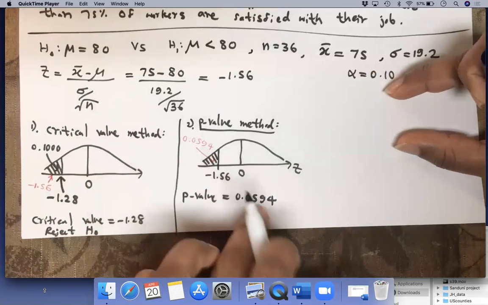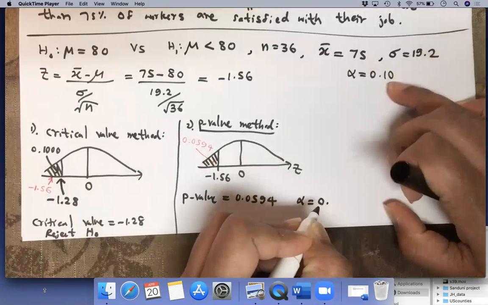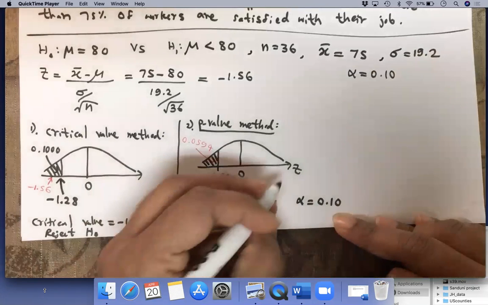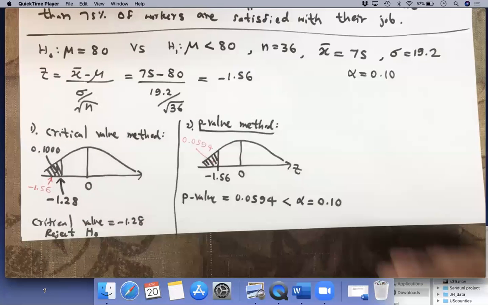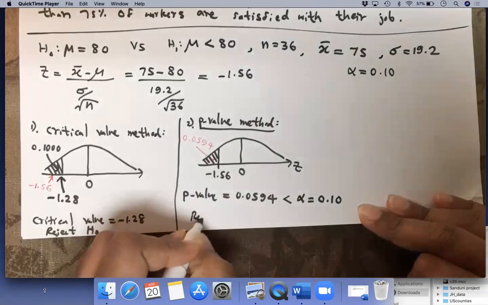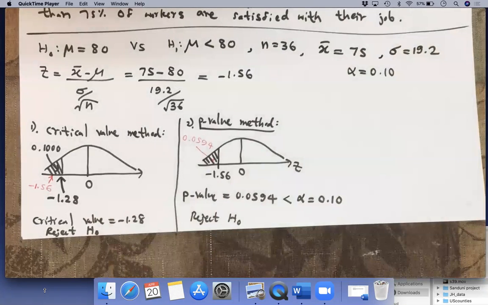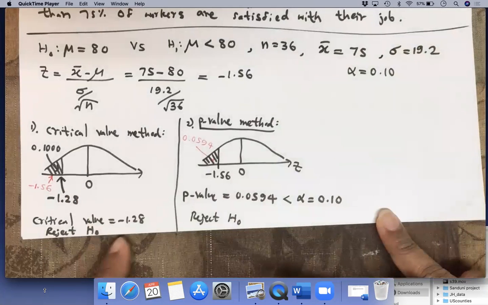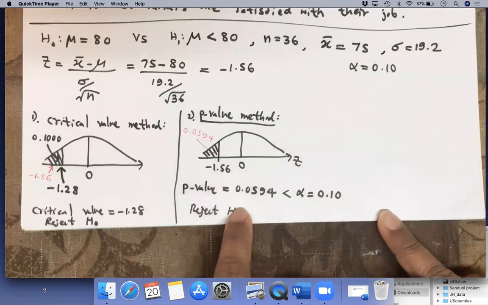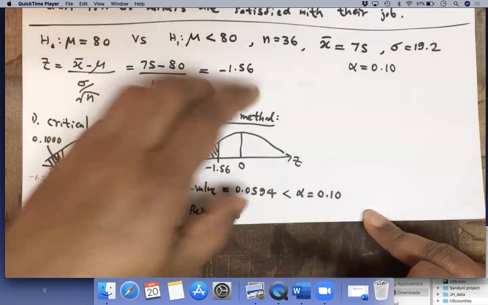0.0594. Now compare it with your alpha. What is our alpha? This. Yes, this side. The p-value is less than our alpha. So if the p-value is less than alpha, what is the conclusion? According to that slide number, we have to reject H naught. So can you see, using the first method and the second method, we got the same conclusion. Reject H naught. But in the exam, don't use both. Use only one method.